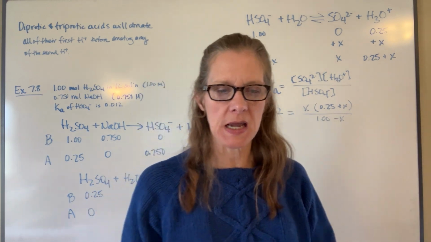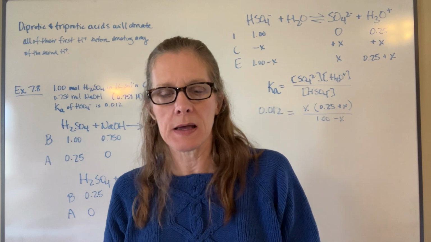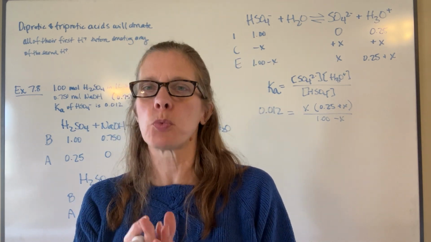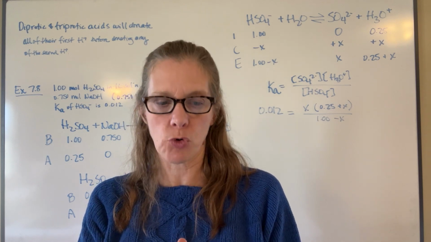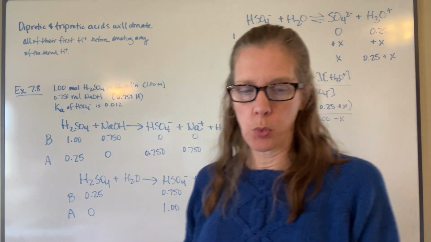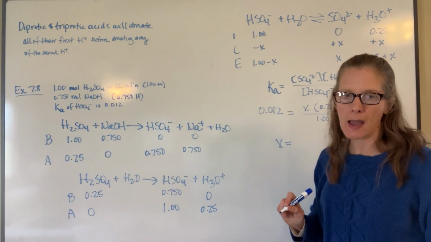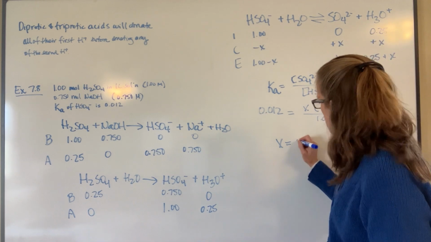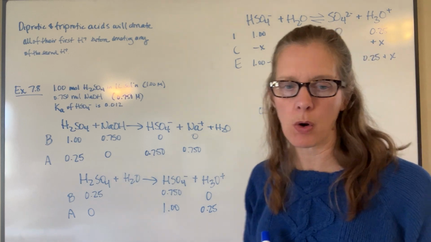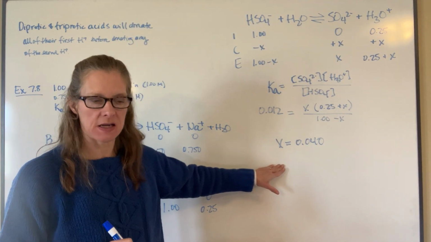Now, I am not going to take the time to work out the quadratic formula because that is algebra, and I am assuming that if you are in advanced chemistry, you are perfectly capable of working out the quadratic formula from here. Okay, so you're going to work that all out. Once you solve the quadratic formula, you are going to find out that x is equal to 0.040. Okay, now, what does that mean? Well, that's what x is.